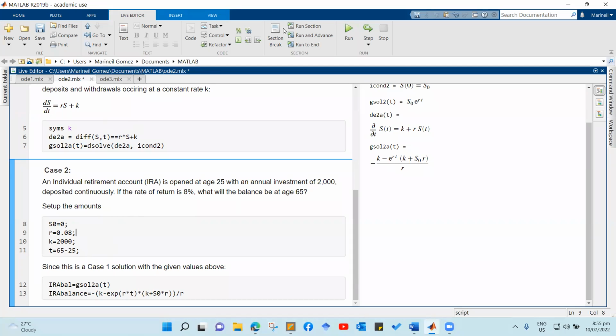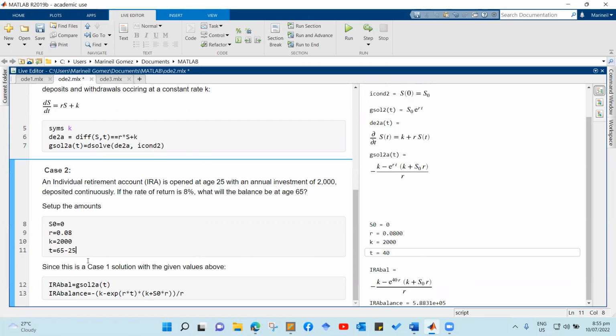So I input these values first. And we have our solution. By the way, when you have the semicolon, it suppresses the output. So let me remove this one and run it again. Okay, when I remove this semicolon, it just showed the outputs. And this is a solution to case one.